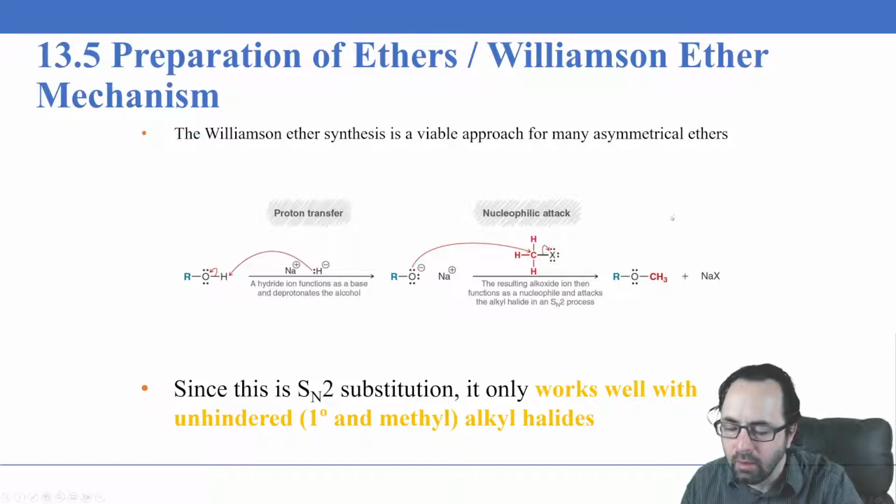So yeah, that's just what I was saying here. Williamson ether synthesis is fine not just for symmetrical ethers, but also for asymmetrical ones. And since this is SN2, you really want a primary or a methyl halide. You don't want a secondary because you'll start to get significant competition with E2 reactions instead. So this works best with a primary alkyl halide in the second step.